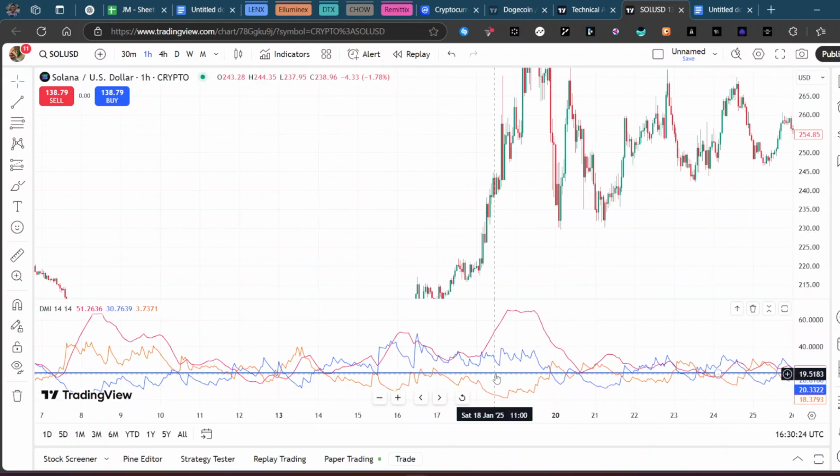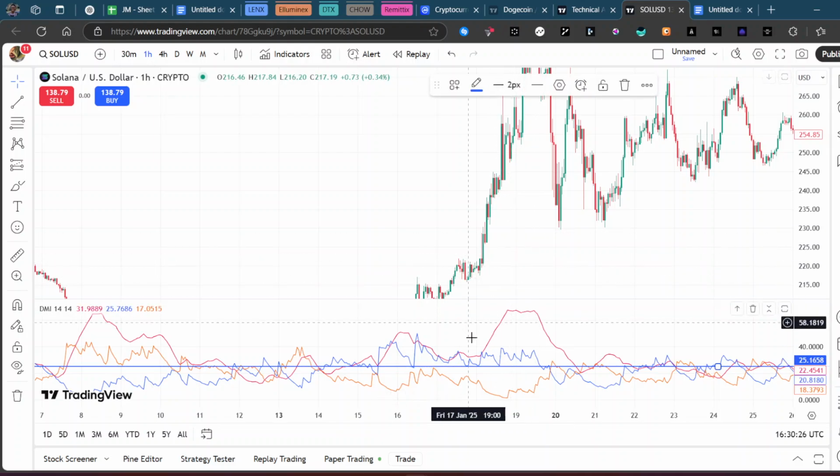Okay, we can see an example here. So when you have the positive DI above the negative DI, and you have the ADX value above 25, it's a strong bullish trend.